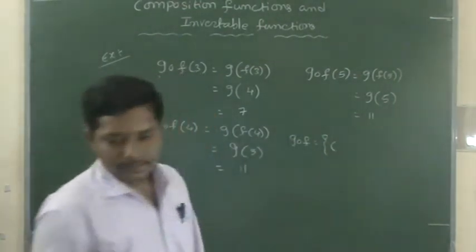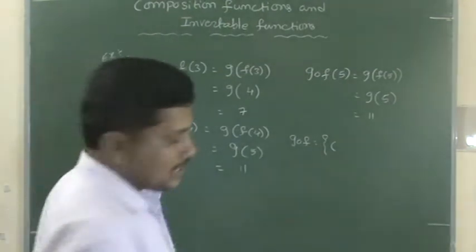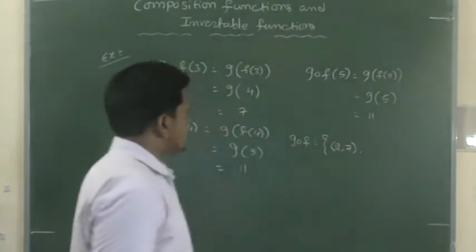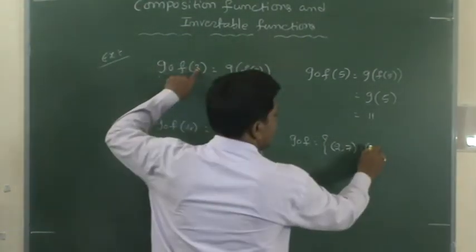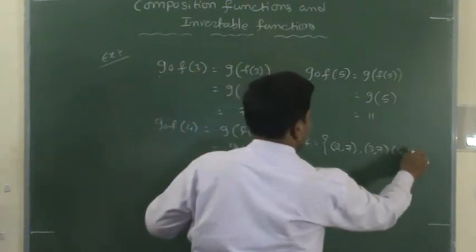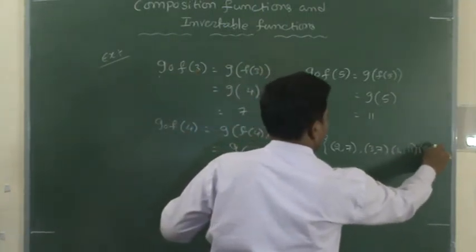We consider, first one is 2, 7. We consider 2, we get an image 7. The next one is this one only, 3, 7. 4, 11. 5, 11.